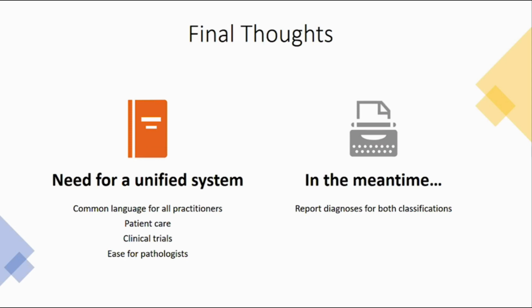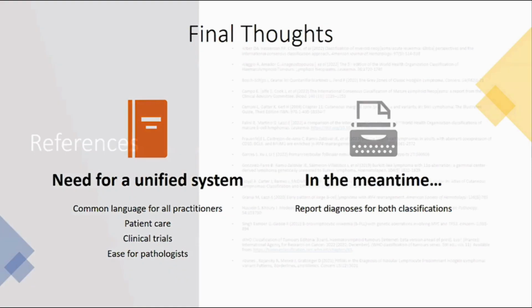across the globe, so that clinical trials are easier to keep track of results, and obviously ease for patient care, but also ease for pathologists. Like, it seems like it could be a pain to have to report all this out. But in the meantime, it seems like that is our option, to report both diagnoses for both classifications.